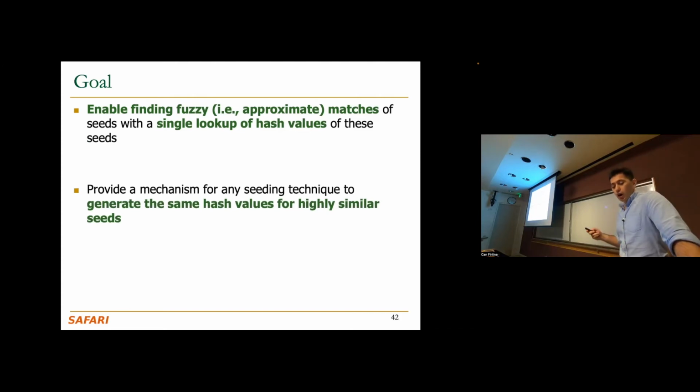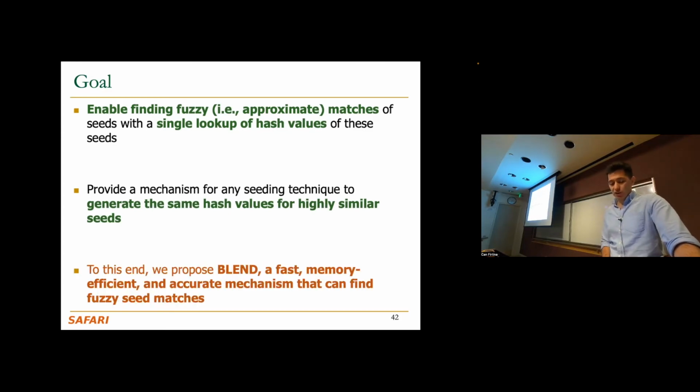Another goal is to provide a mechanism for any seeding technique. We don't want to be limited by a certain seeding technique to generate the same hash value for highly similar seeds, not only for exact matching seeds. To this end, we propose BLEND, which is a fast, memory efficient, and accurate mechanism that can find fuzzy seed matches.